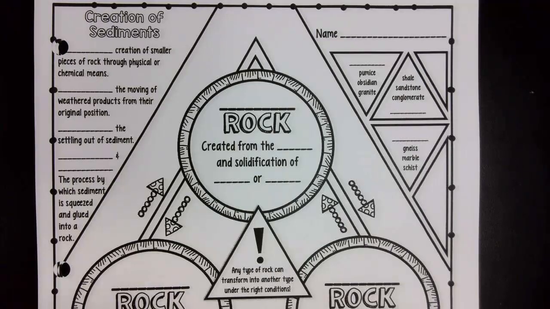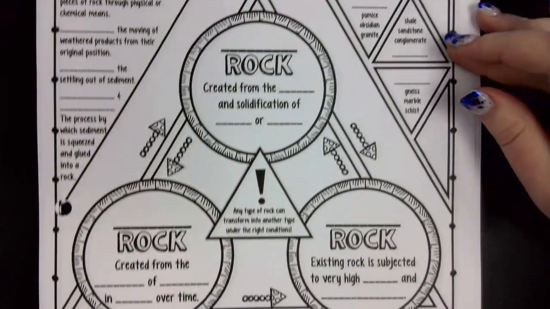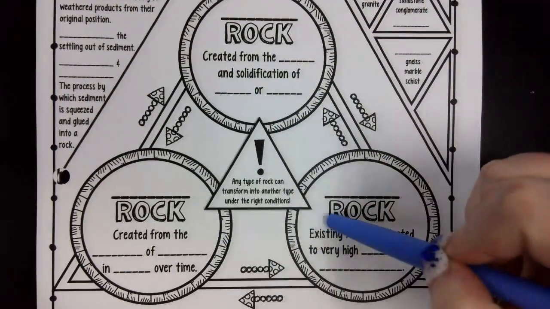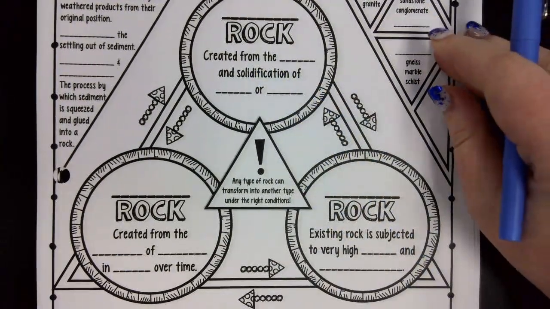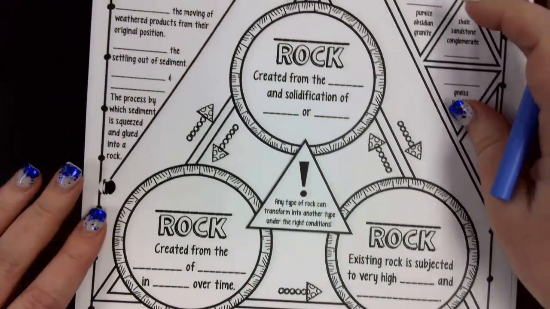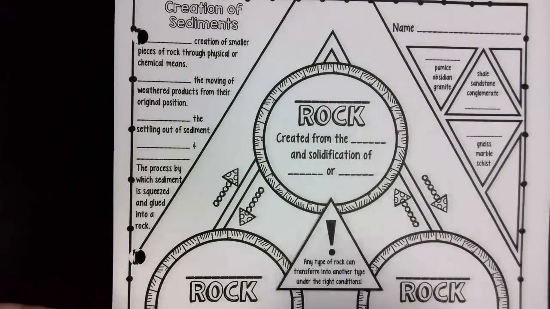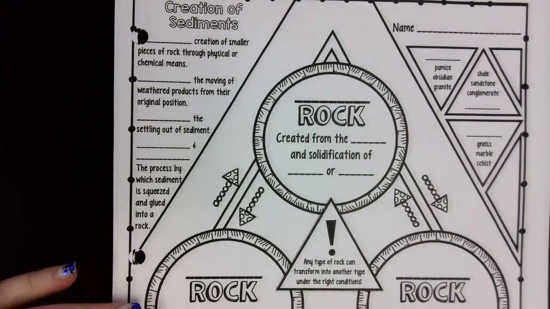We are going to work through the rock cycle notes that we have here. So you should see there is a triangle, 3 points for the 3 types of rocks that we have. Down at the bottom it says the rock cycle. We're going to start up in the top left corner where it says creation of sediments, because that's the one that we've spent the most time with recently.